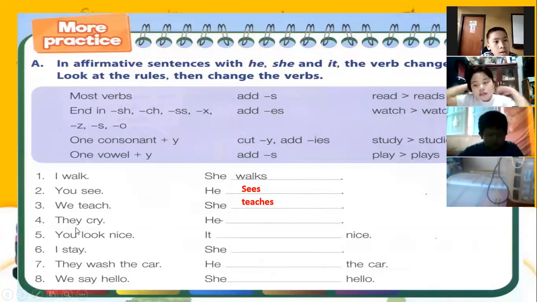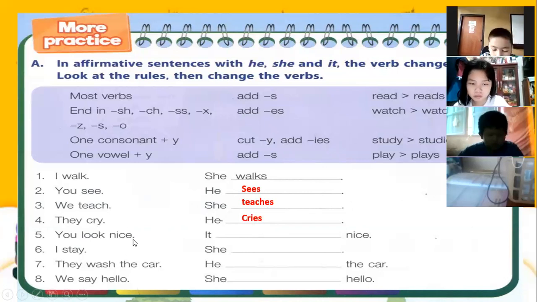Now, another sentence we have, they cry. You can see here the consonant before Y. So what will it be? He cries. C-R-I-E-S. We are going to cut Y and add IES.